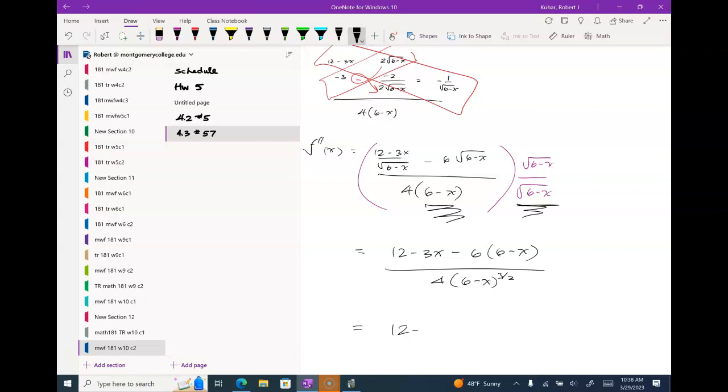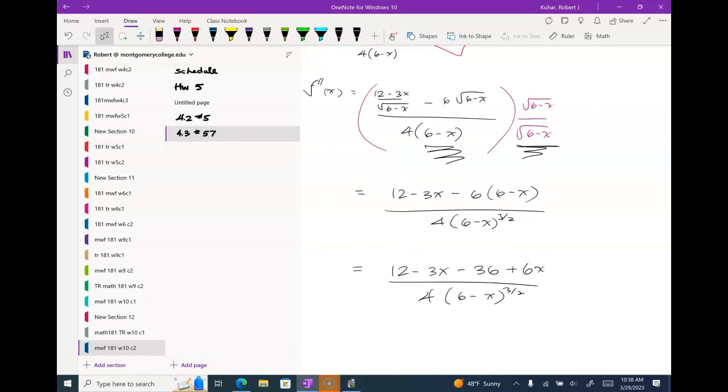So what do I have? 12 minus 3x minus 36 plus 6x. I hope I didn't screw something up. What do I have? I have 3x minus 24. And this is my second derivative. Again, I can factor out a 3 upstairs, but who cares?